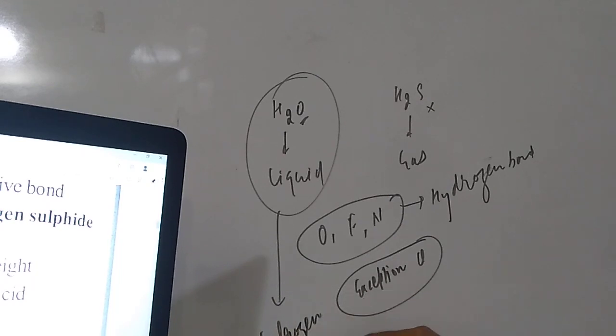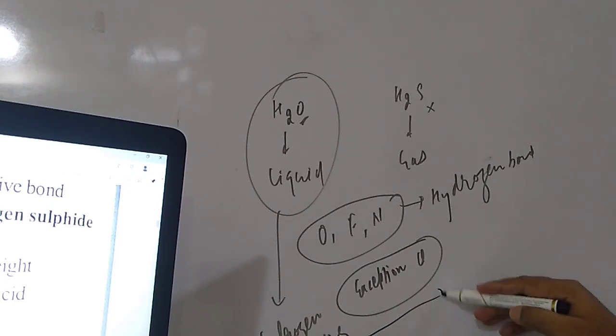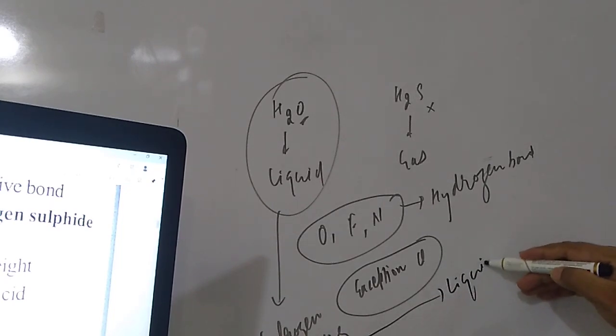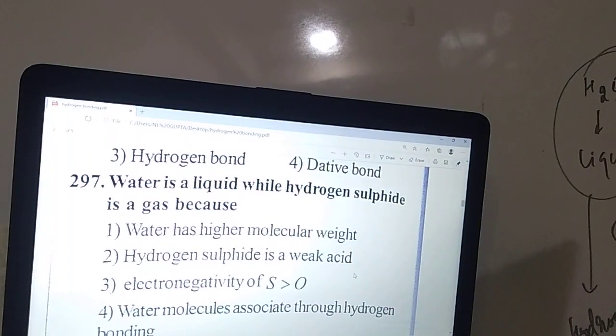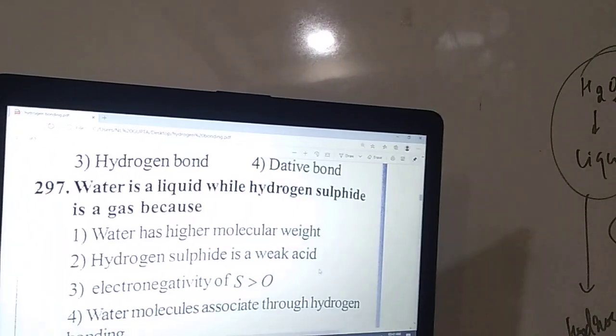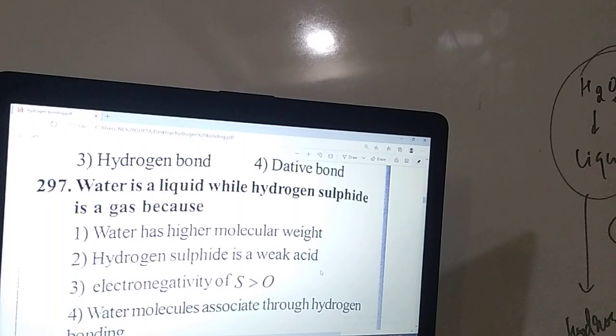Because of hydrogen bonding, what will happen, student? Because of hydrogen bonding, water exists in the liquid state. So the correct option, if you check question number 297, will be option number 4. Water molecules are associated through hydrogen bonding. You can go through the slides also, student. You will find that option 4 is: water molecules are associated through hydrogen bonding.